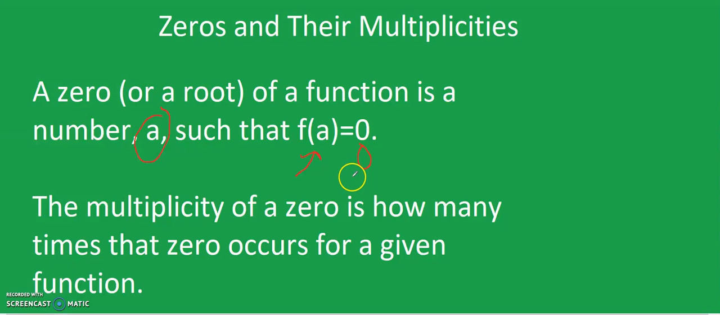Okay? And now the multiplicity of a zero is how many times that zero occurs for a given function. So with that being said, those are my two definitions that I need to know. Now let's look at some examples so we can understand what those definitions are really saying.